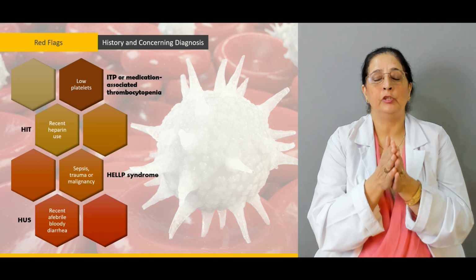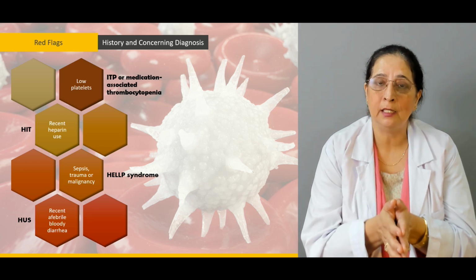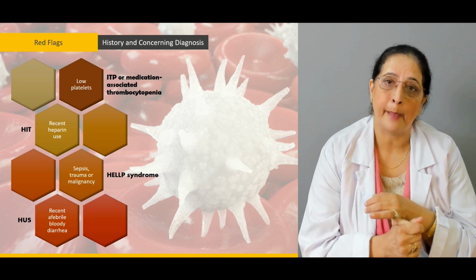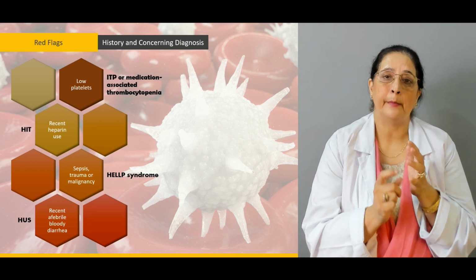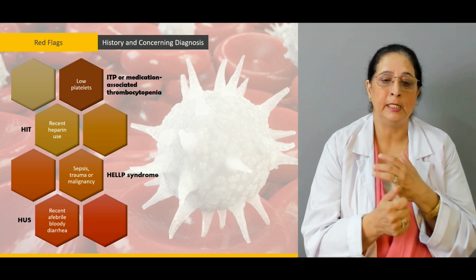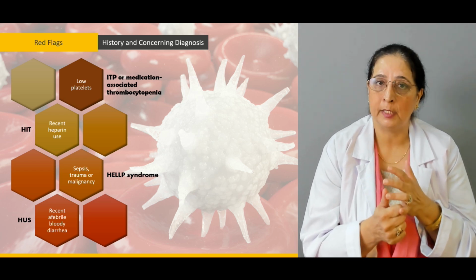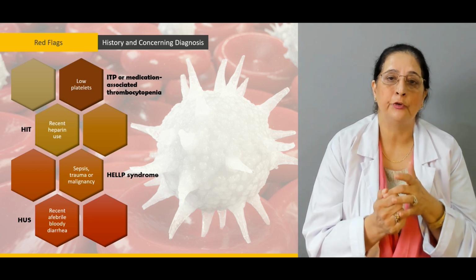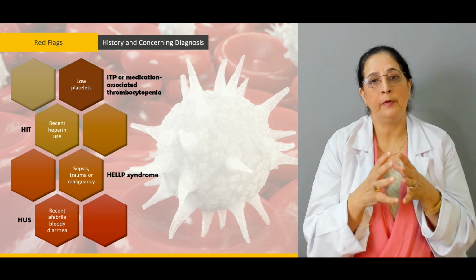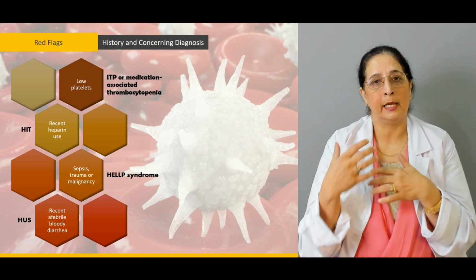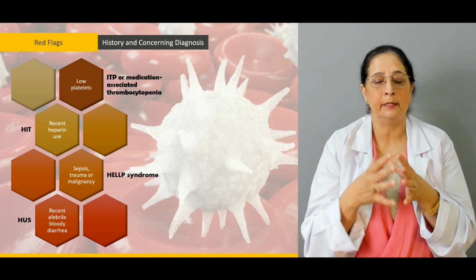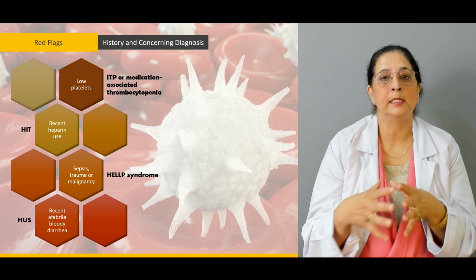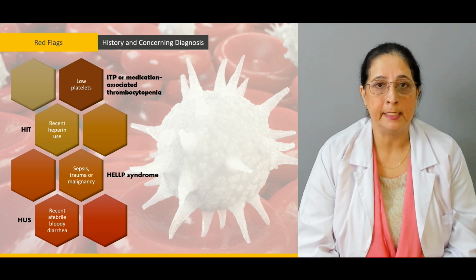So again, history of thrombocytopenia, and this thrombocytopenia can be the result of use of heparin, which causes heparin-induced thrombocytopenia. Then HELLP syndrome is another important syndrome, and hemolytic uremic syndrome. And what's the main symptom that gives us the idea that it might be hemolytic uremic syndrome? It is afebrile bloody diarrhea.